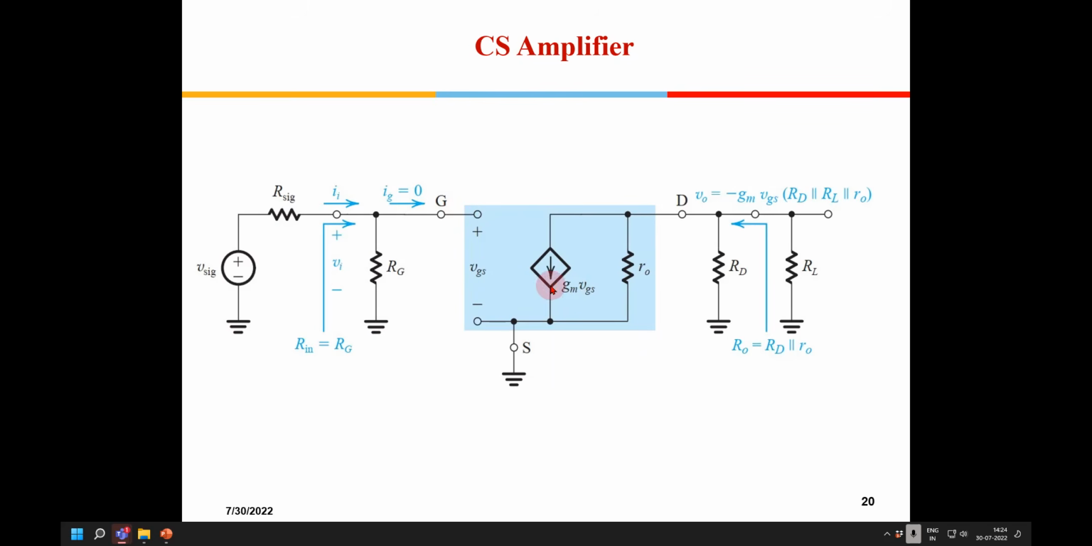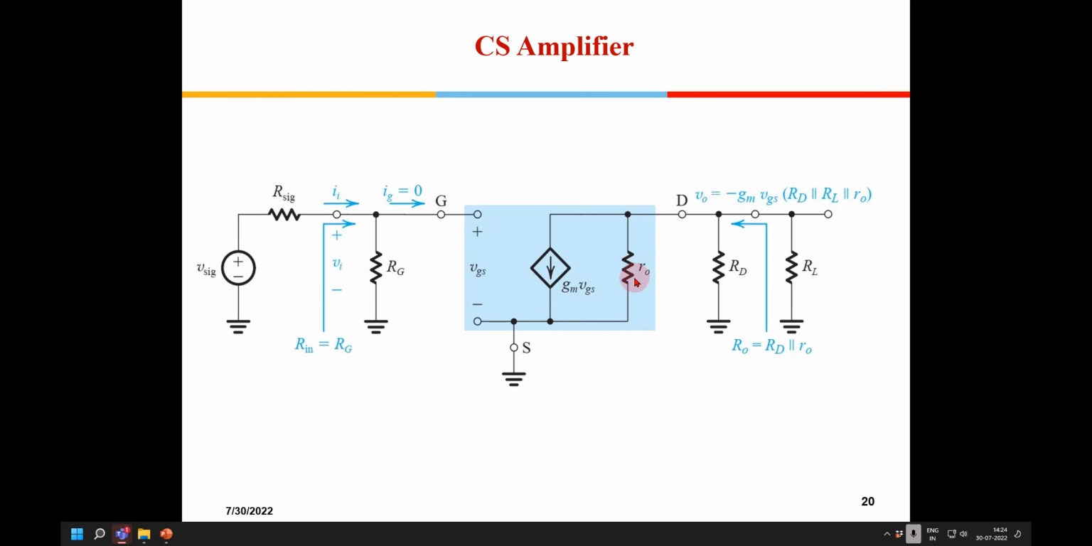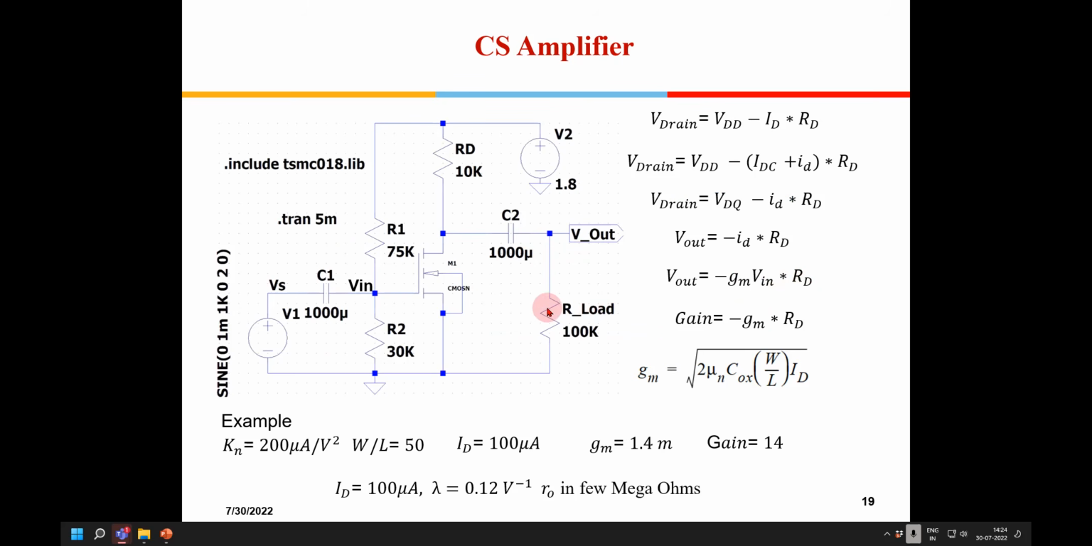I can write gm VGS, right, and r0. Here I didn't consider r0 in this equation, but there will be an r0 also here, which is typically a few mega ohms, RD, and RL also. This RL also comes in parallel, right?